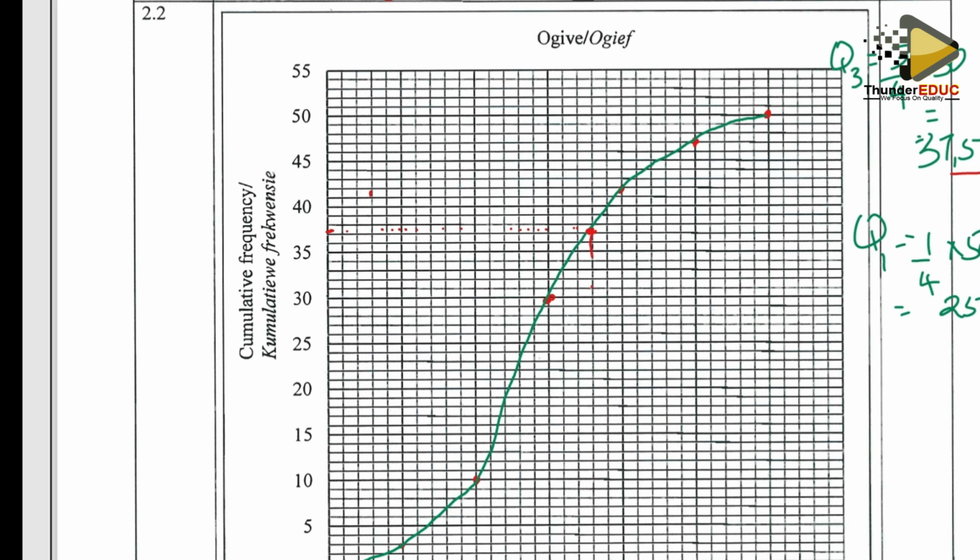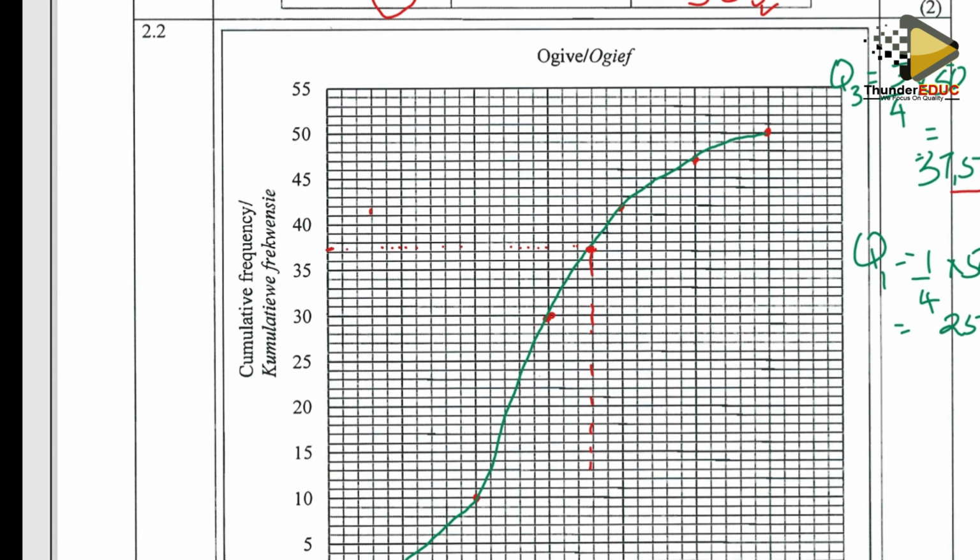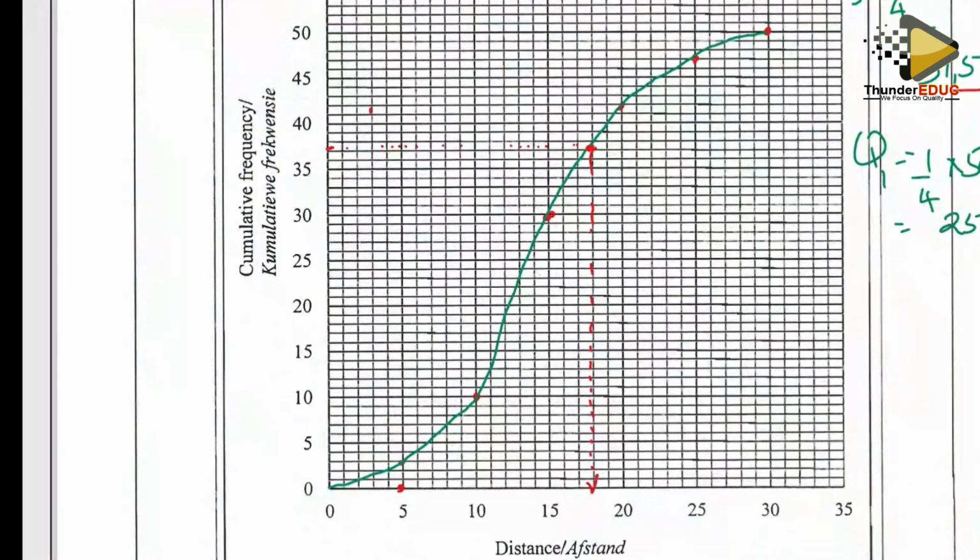And then I can drop this down. When I drop this down, I'm getting the value to be somewhere there. It's 15, 16, 17, it's 18. I'm going to approximate it to 18. So this is going to be my Q3. And then how about 25? 25 is just right there.